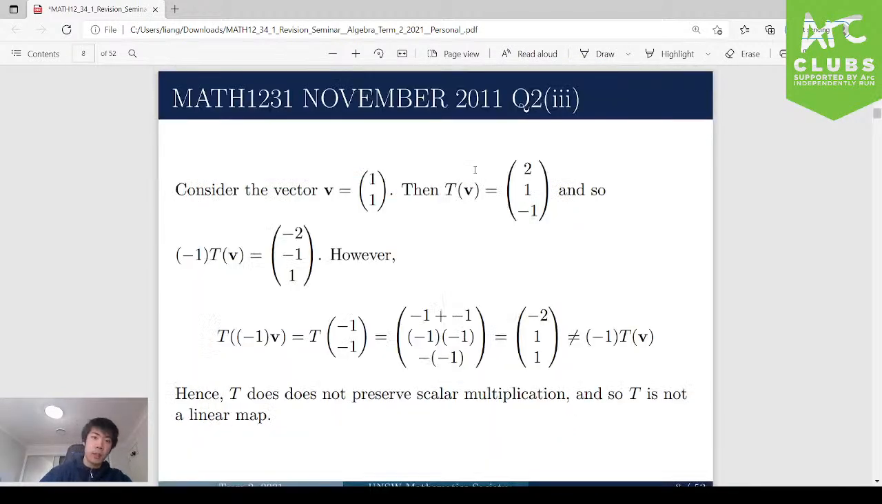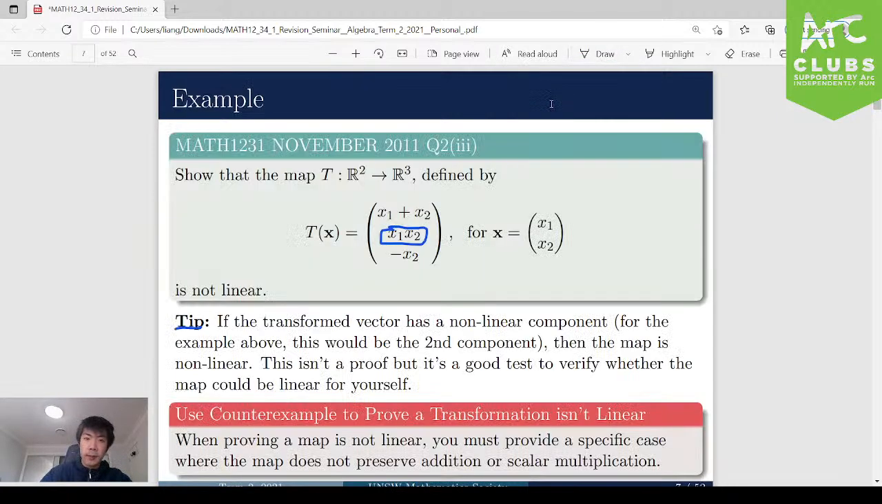In this case, we're going to consider the vector (1, 1). Why did we choose (1, 1) in particular? If we go back, you have x1 plus x2, that will give you 2. x1 times x2 would give you just 1, because 1 times 1 is 1. And negative x2 would give you -1.